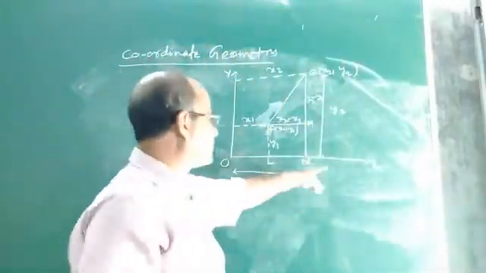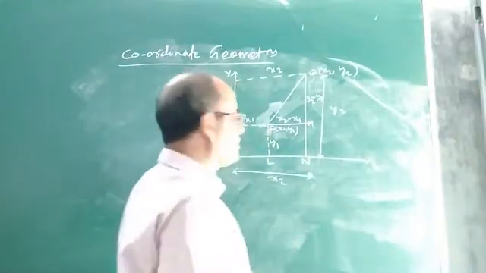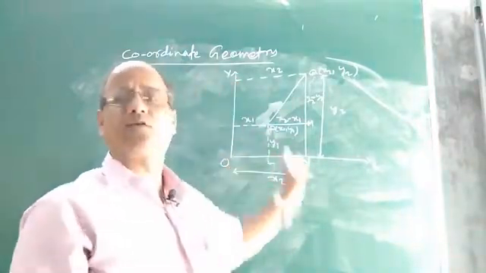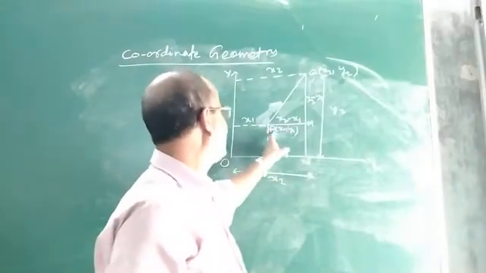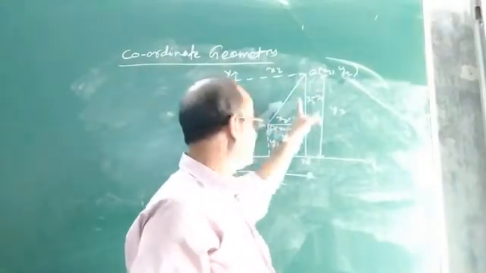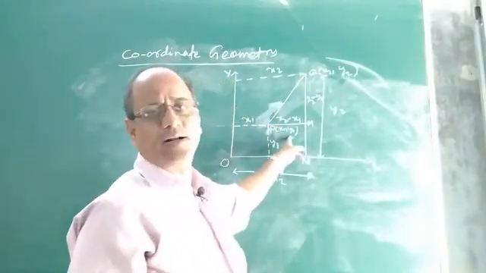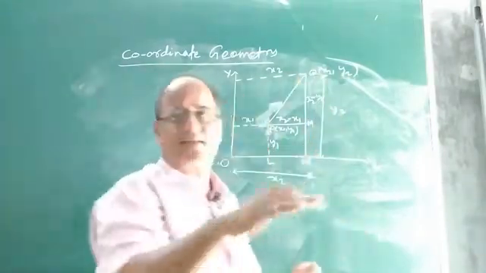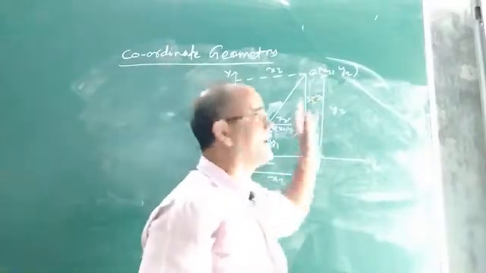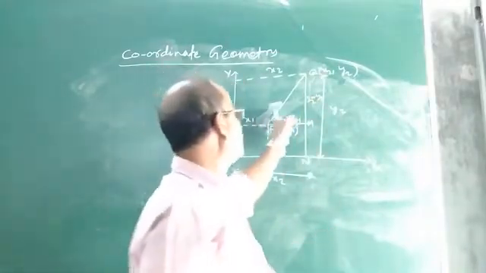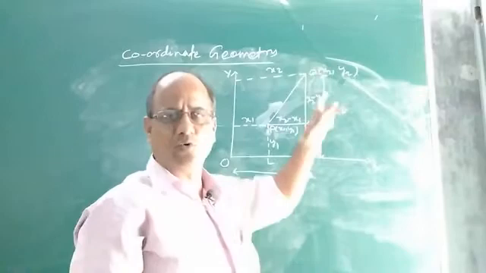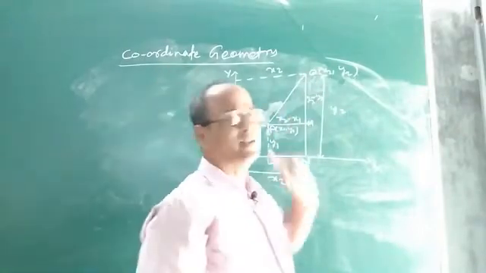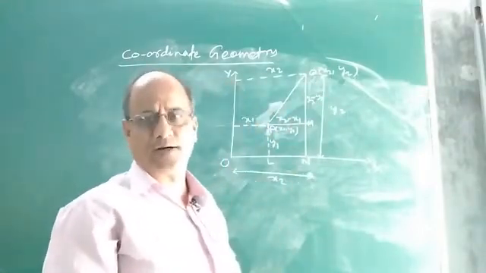See children, suppose this is your x-axis, this is the y-axis, this is the Cartesian plane or coordinate plane. Now suppose P is a point, Q is a point. Look at this point. P has coordinates, say, x1 and y1. This point Q has coordinates, say, x2 and y2. So if the coordinates of P and Q are given, what will be the distance between the two points, or what will be the length of the line segment PQ? How to find it?